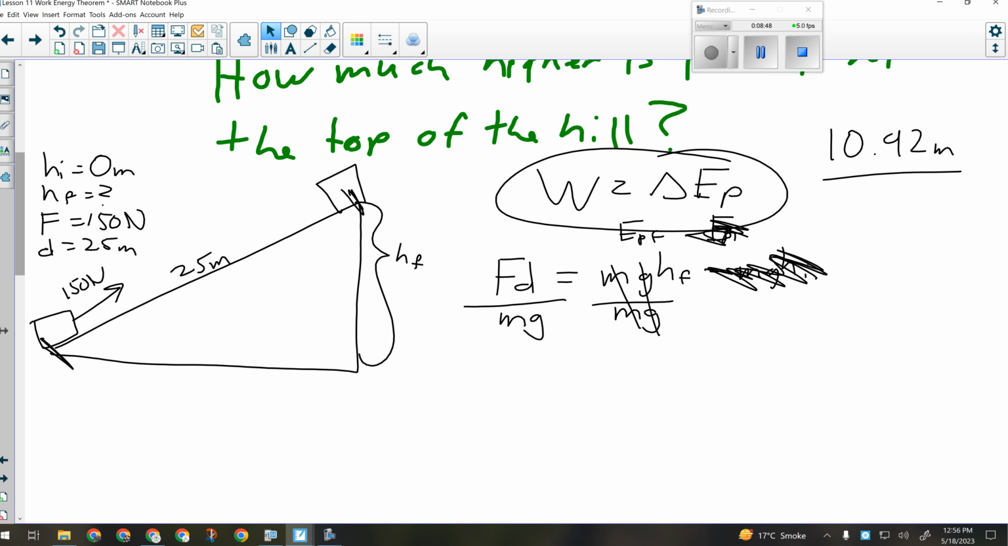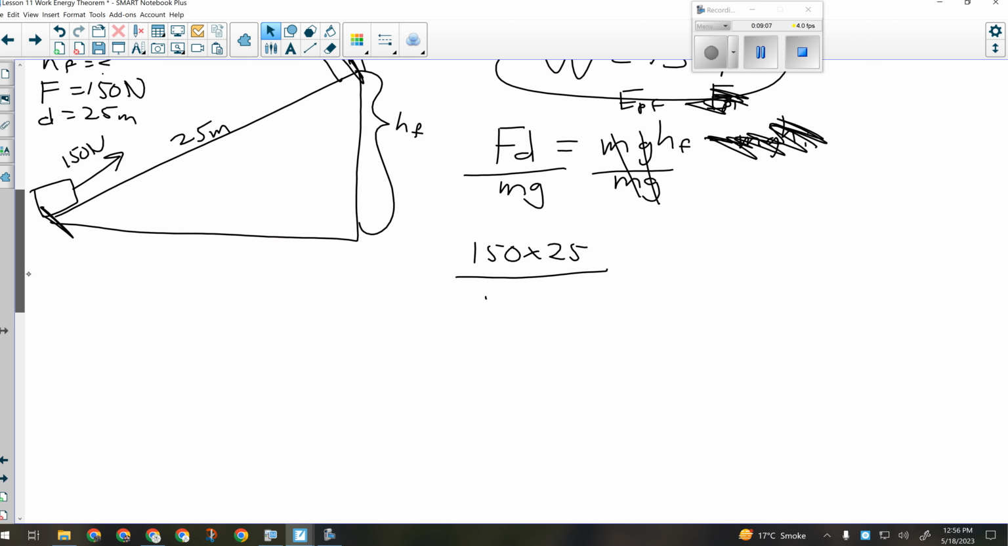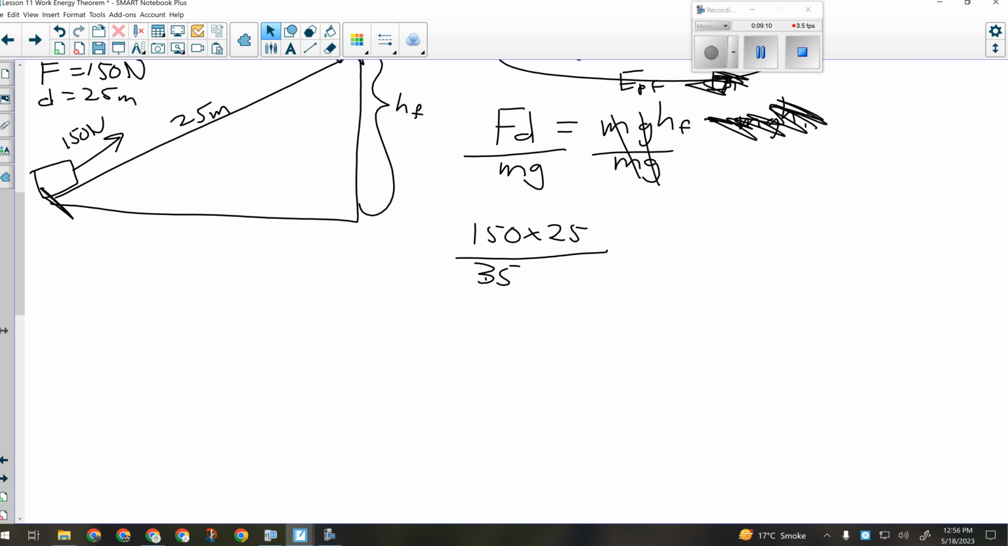Now all I have to do is plug in my numbers. So now I've manipulated, and I'm going to plug in and solve. Our force was 150 times 25 meters divided by, what was the mass? I didn't write it down. Mass was 35 kilograms times g, which is 9.81. When I do that, I should get 10.92 meters.